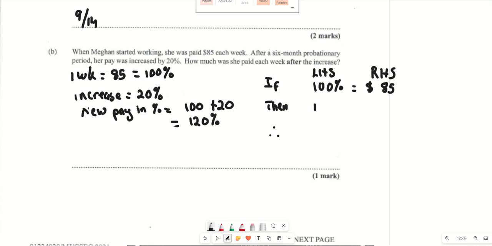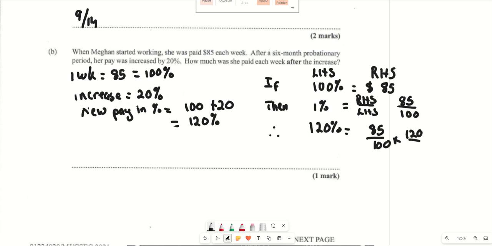Then is to always find for 1, unless your first line is what 1 is equal to. 1% would be, again, right-hand side divided by left-hand side. You're going to look at your if line. What is on your right-hand side on your if line? 85. What is on your left-hand side? 100. So it's 85 over 100. And therefore, now if we find for 1, we can find out for any amount. So therefore, 120% would be whatever 1 is equal to, which is 85 over 100 multiplied by 120 over 1.